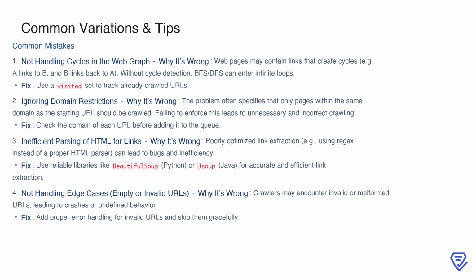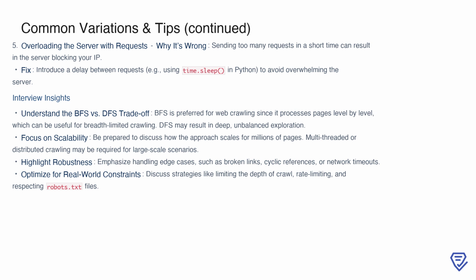Lastly, not handling edge cases like empty or invalid URLs can cause crashes. Adding proper error handling ensures that the crawler skips malformed URLs gracefully, avoiding undefined behavior. Additionally, overloading the server with too many requests in a short time is a significant mistake. Servers may block your IP if they are overwhelmed, so introducing a delay between requests, for example using time.sleep in Python, can help mitigate this risk.